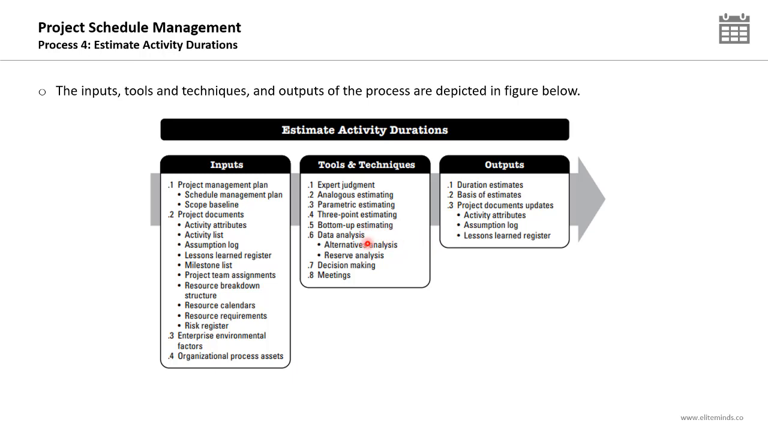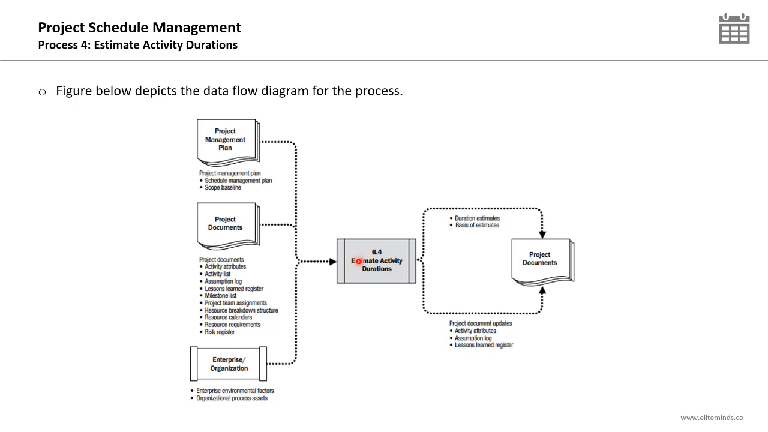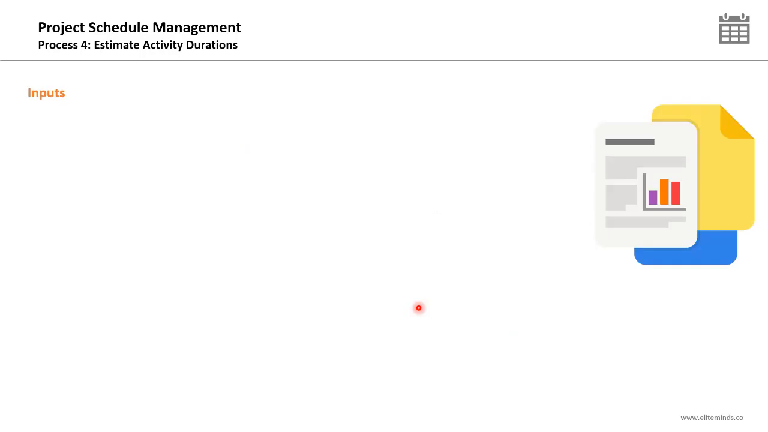We will also be using some of the data analysis techniques like the alternatives analysis and the reserve analysis, decision-making techniques, and we will conduct some meetings. The key outputs of this process are the duration estimates of the project activities, the basis of estimates, the document that shows how we did the estimates, and some updates to the project documents like the activity attributes, the assumption log, and the lessons learned register. Now the data flow diagram of this process shows that we will need inputs from the project management plan, project documents, and the enterprise or the organization. The outputs of this process will be archived in the project documents.